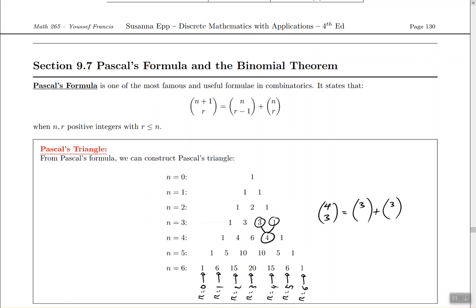And in what column are the numbers? Well, 0, 1, 2 in the second column, and the next one is in the third column, okay? So 4 choose 3 is 3 choose 2 plus 3 choose 3. So that's another way of thinking about it, okay? So that's what the formula up here is pretty much telling you.